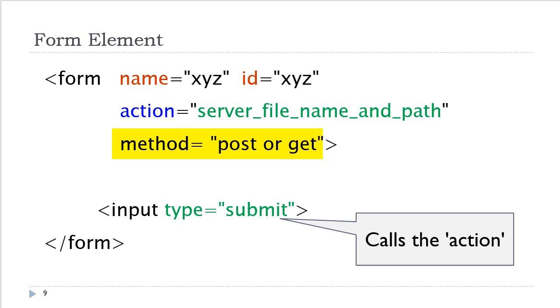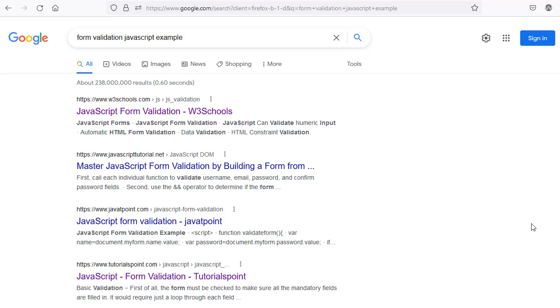If it is sent in a post, it is sent in the body of the message. If it is sent in the GET, it will be sent in the address bar. Search engines use a GET. Notice my search term, form validation, JavaScript example. Notice those values are sent in the address bar to the server. A result page is returned. Method equals post, you do not see the values being sent, so obviously it is more secure.